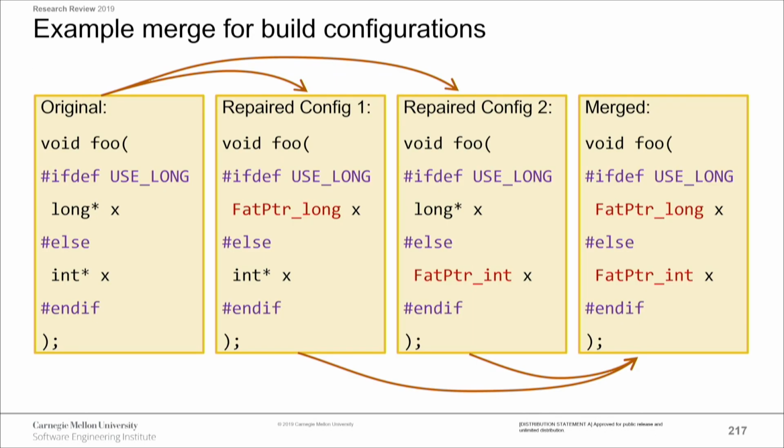Here's an example of how we merge repairs for different configurations. In configuration 1, the symbol useLong is defined, so we replace the long star pointer with the fat pointer. In configuration 2, the symbol useLong is undefined, so we repair the int star pointer. Then we merge those two repairs together to get a final result that is correct under both configurations.